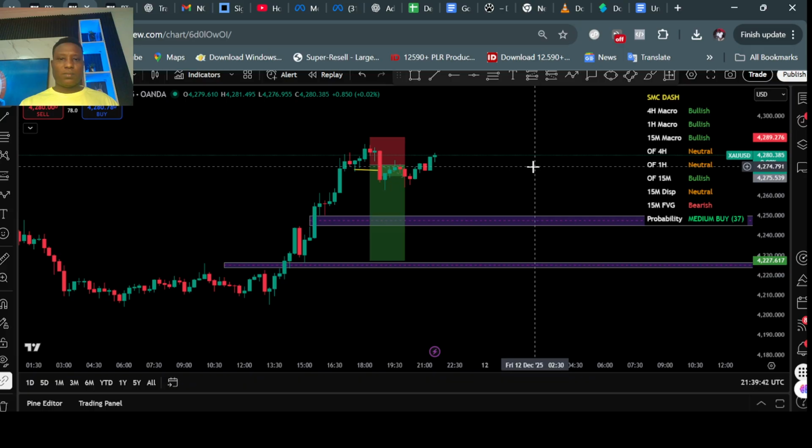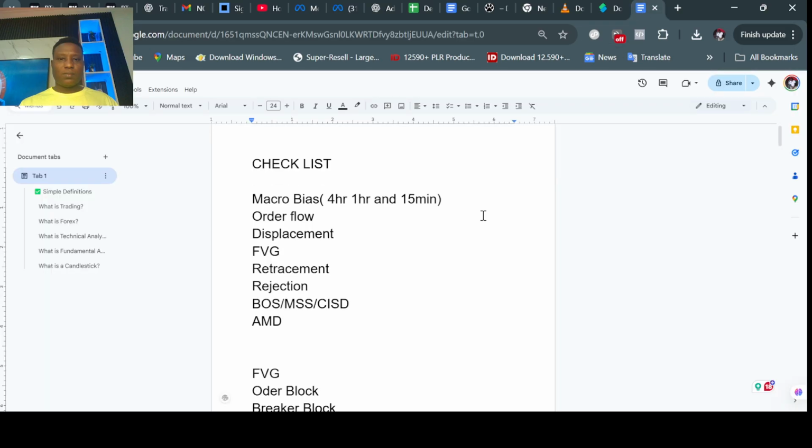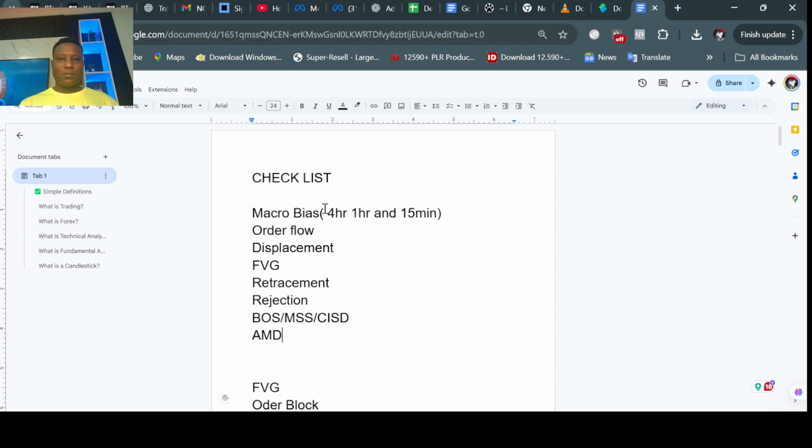Before I move on, I want to let you know what I look for on the chart before I trade any chart. This is my checklist on any chart before I will take a trade. I want to look at the directional bias, the macro. So I want to look at the 4 hours, the 1 hour, and the 15 minutes time frame. I want to know their direction and I want to know the levels or the structure. I want to know where the market is heading.